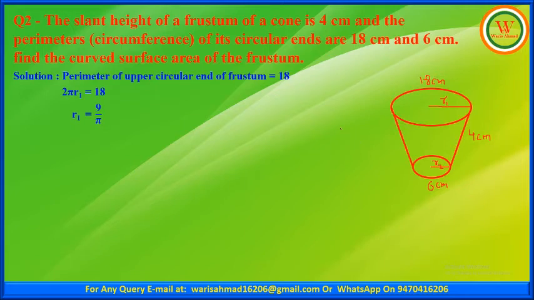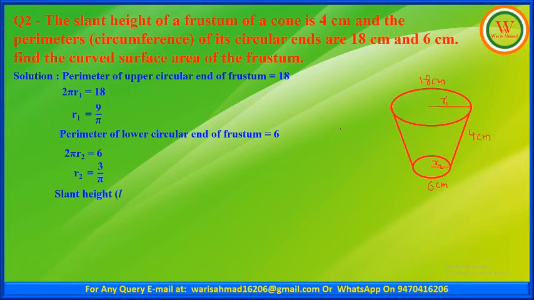Similarly, we can find r2. So here we can write the perimeter of the lower circular end of the frustum is equal to 6 centimeter. Hence 2 pi r2 is equal to 6 and r2 is equal to 3 upon pi. The value of slant height is already given, that is equal to 4 centimeter. Now we can easily find out the curved surface area of this frustum.